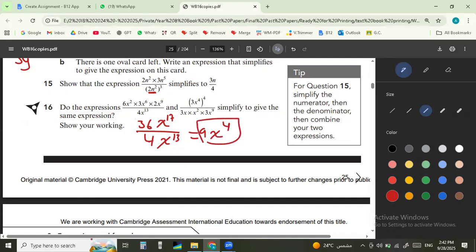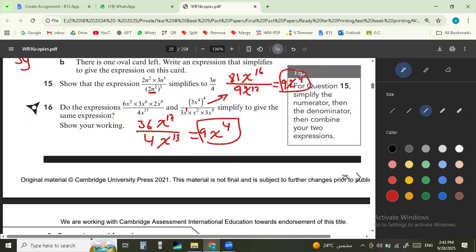That simplified to this. If I do this one here, let's see if it will give me the same or not. 3 all to the power of 4 is going to give me 81. x to the power of 4, all to the power of 4, is x to the power of 16. We multiply the indices. 3 times 1 times 3 is just 9. x times x squared times x to the power of 9: add the indices. 1 plus 2 is 3, plus 9 is 12. x to the power of 12. 81 divided by 9 is 9. x to the power of 16 over x to the power of 12 is x to the power of 4.